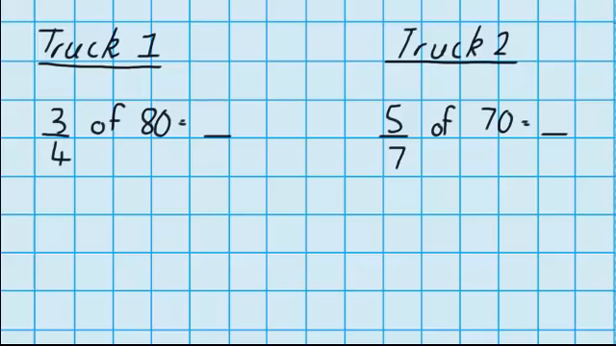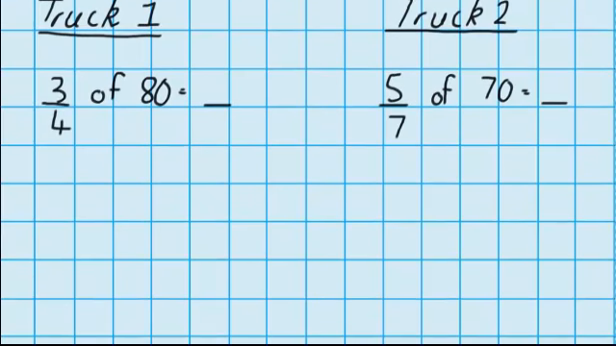Now you can see it's difficult for me to compare these two amounts at the moment because the distances are different. The distance for truck 1 is 80 and the distance for truck 2 is 70. And both of these fractions are different amounts. So I'm going to have to work both these questions out separately and then compare the amounts. So let's start with truck 1.